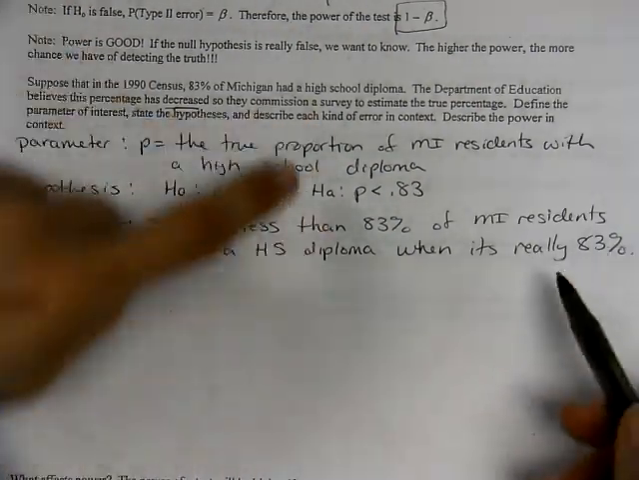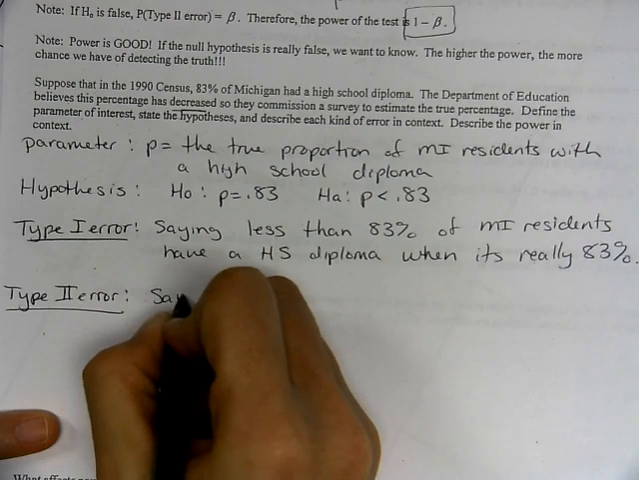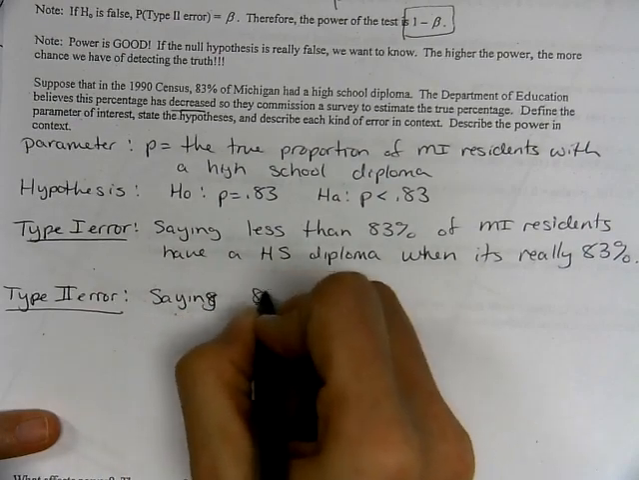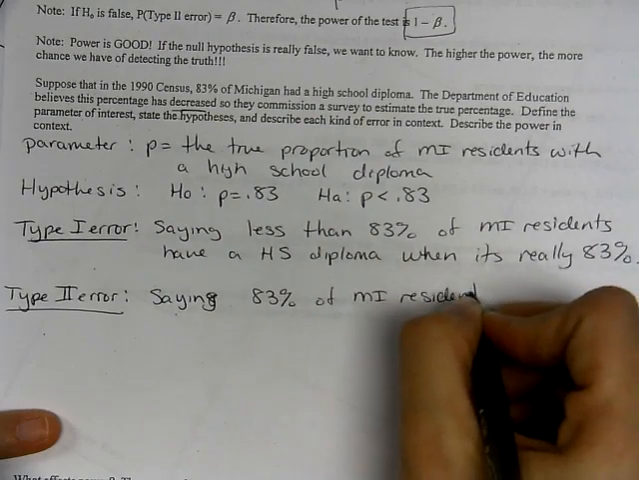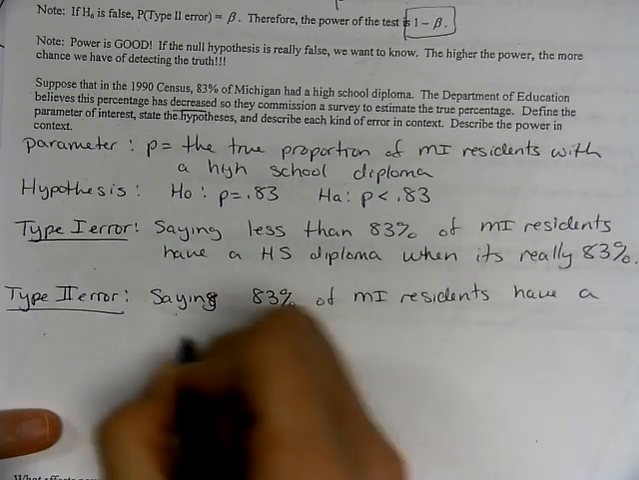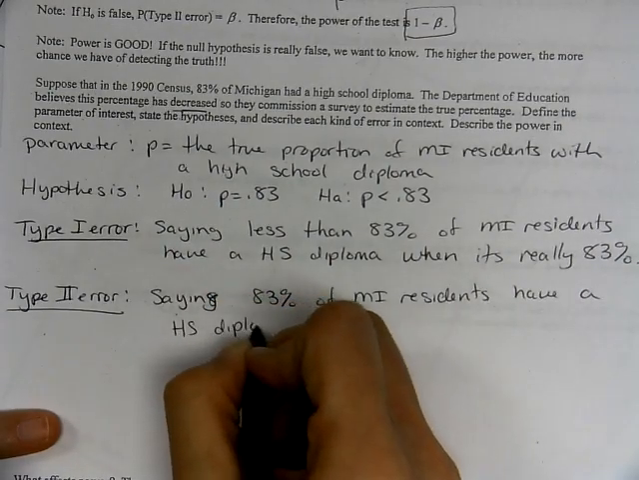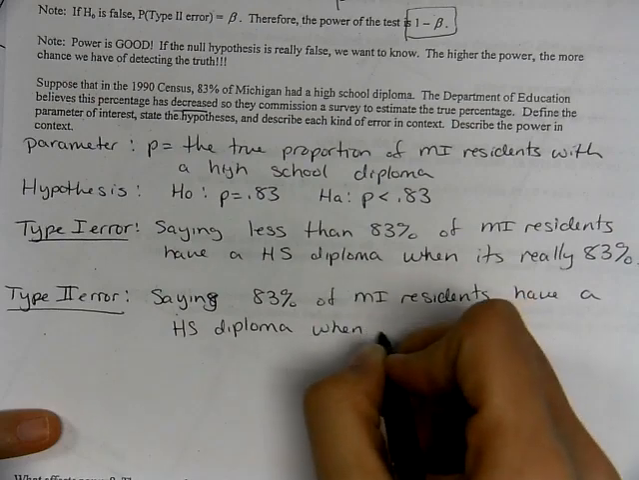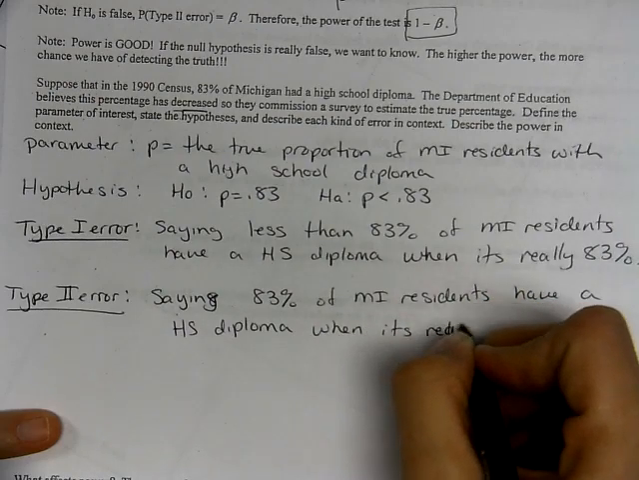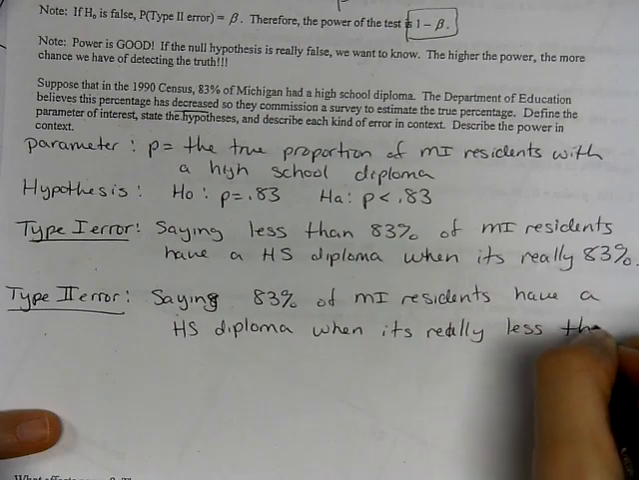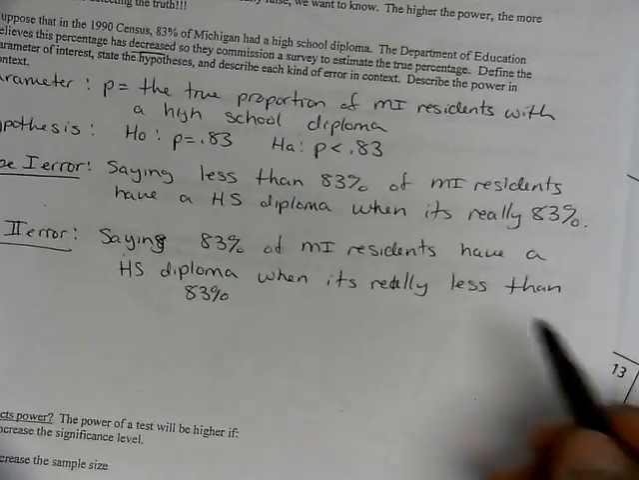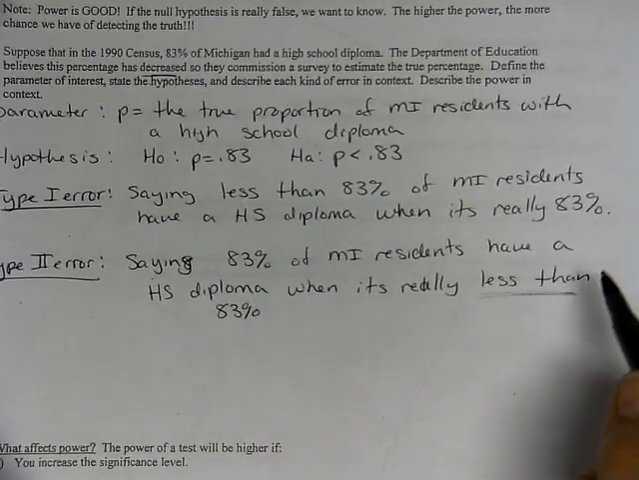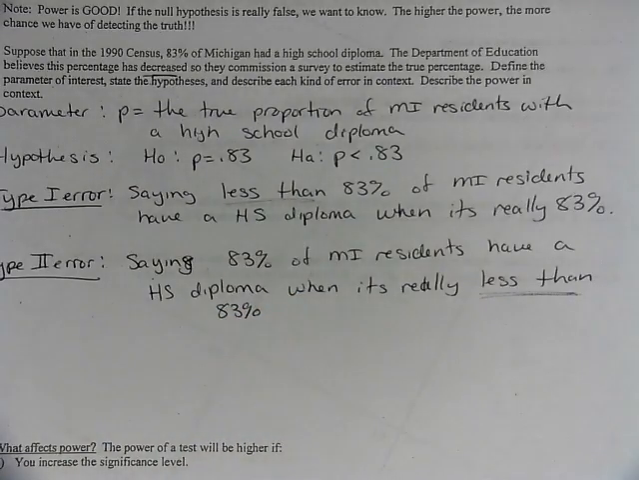So type 2 error is the converse. Saying 83% of Michigan residents have a high school diploma when it's really less than 83%. And make sure, and you'll see this when you get your quizzes back, that you match your alternate hypothesis. So I need to see less than. If this was greater than, I'd want to see greater than or different.